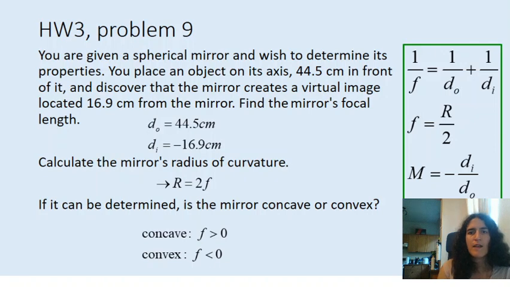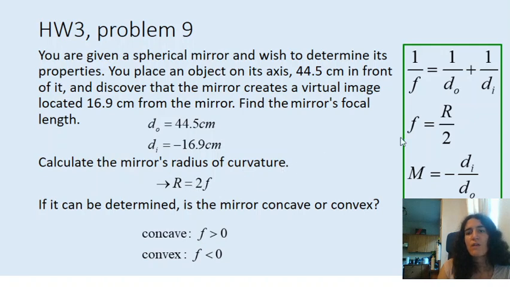It says you place the object on the axis 44.5 centimeters in front of it and discover that the mirror creates a virtual image 16 centimeters from the mirror. Because it's virtual and it's on the other side of the mirror, we would say that this is a negative value. So images are always negative when they're virtual. Calculate the mirror's radius of curvature.